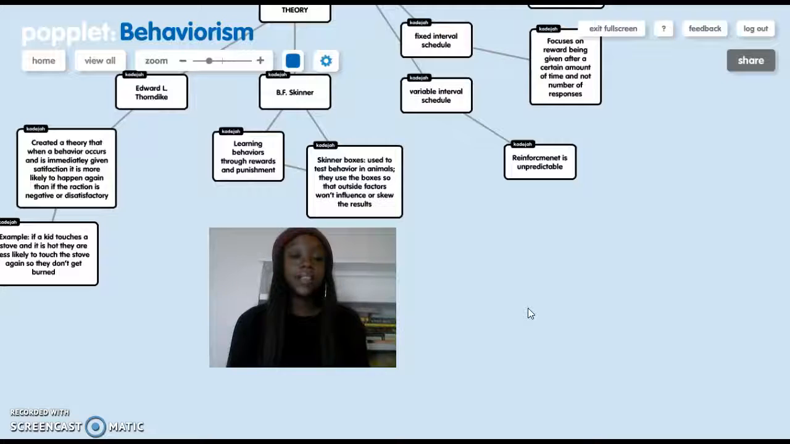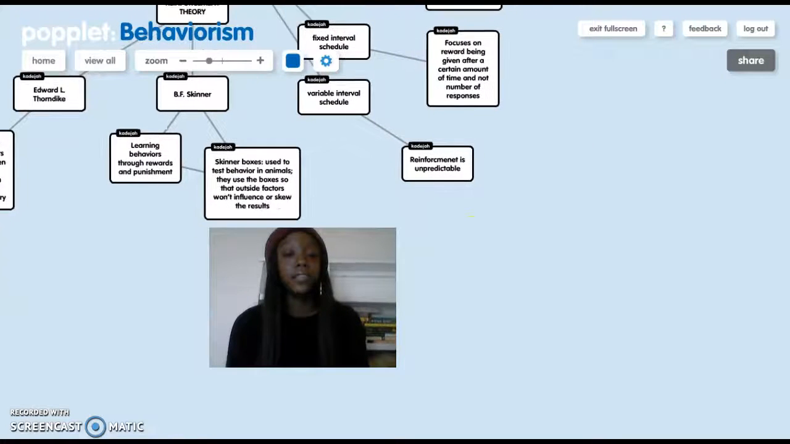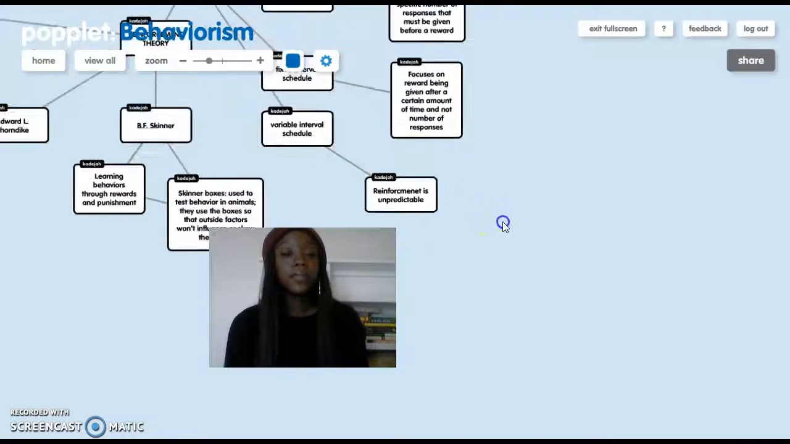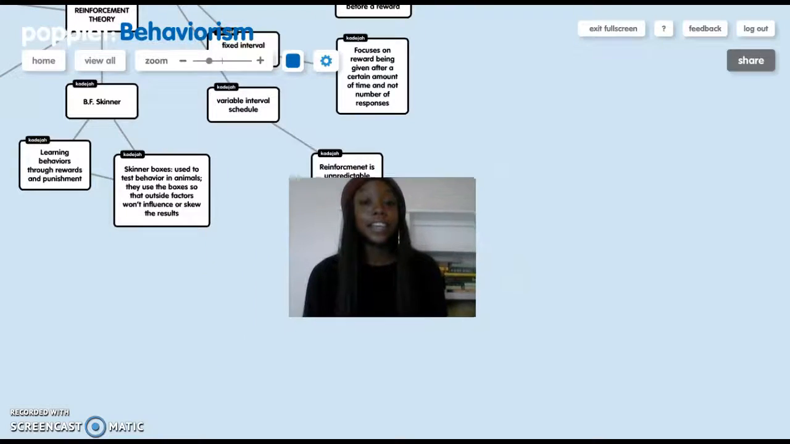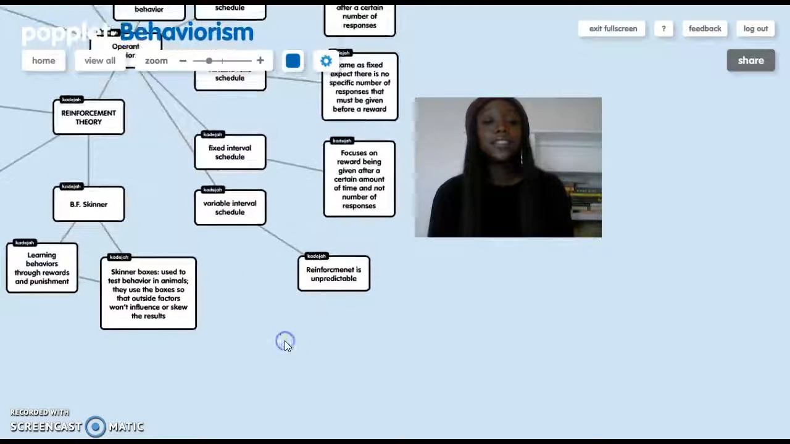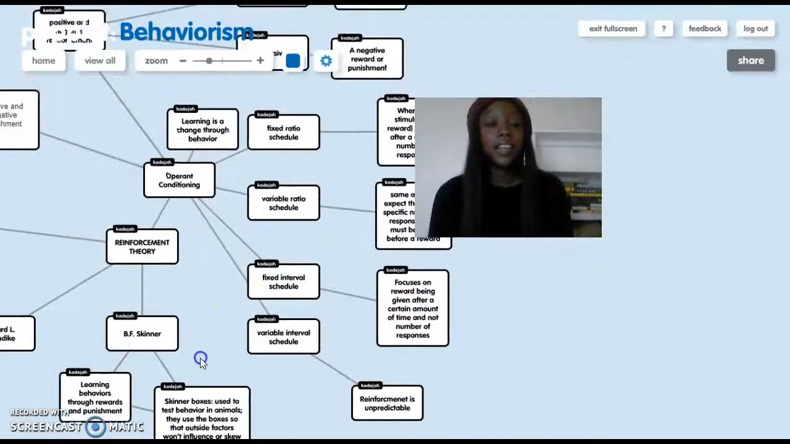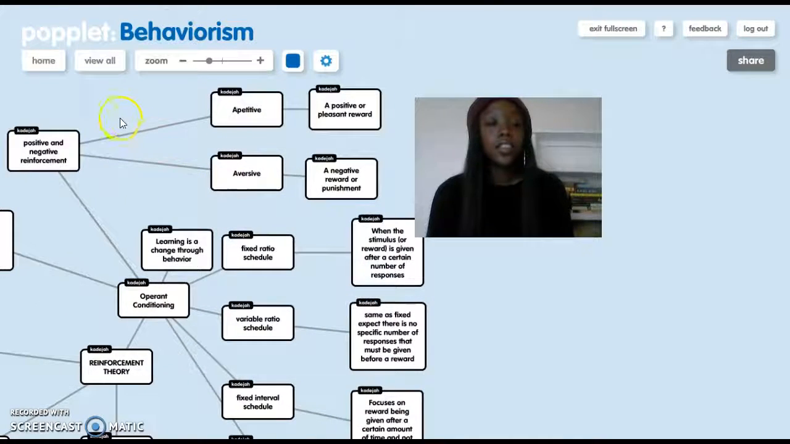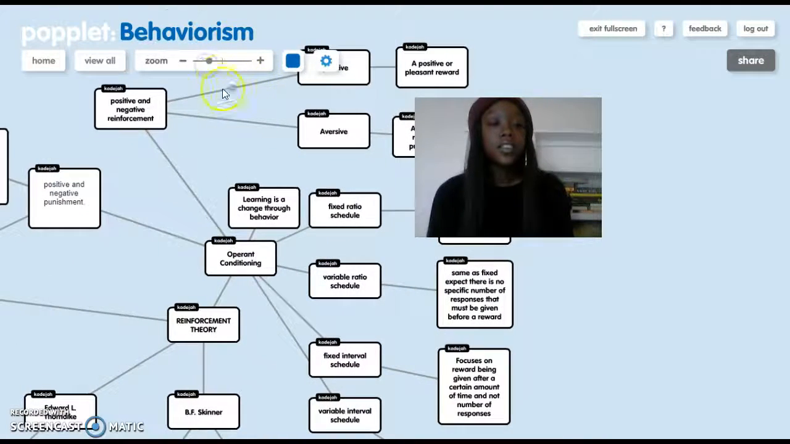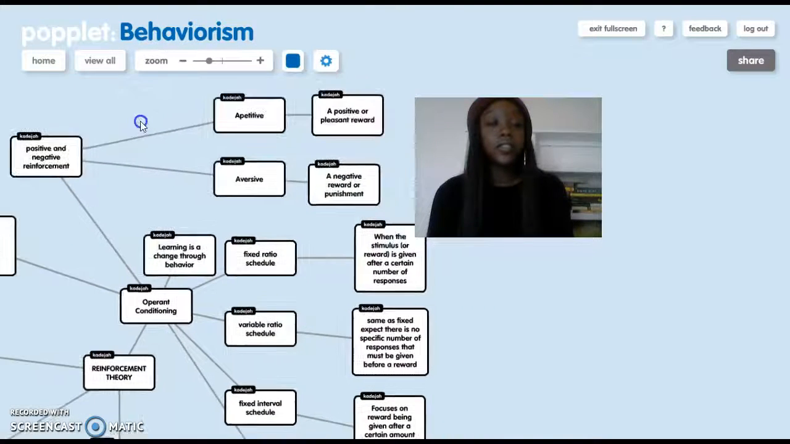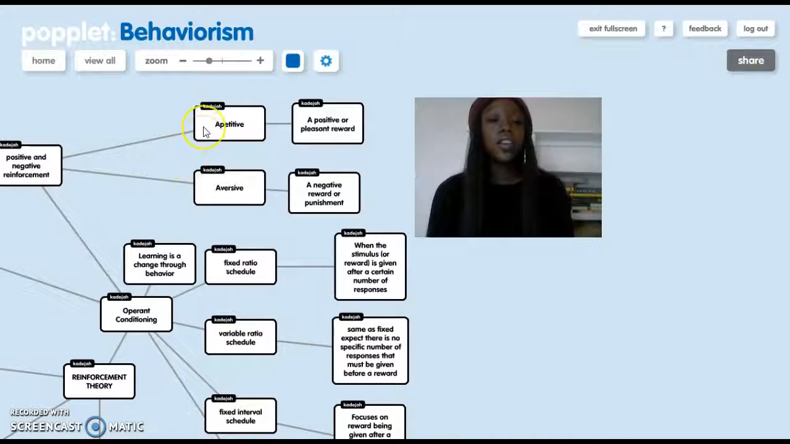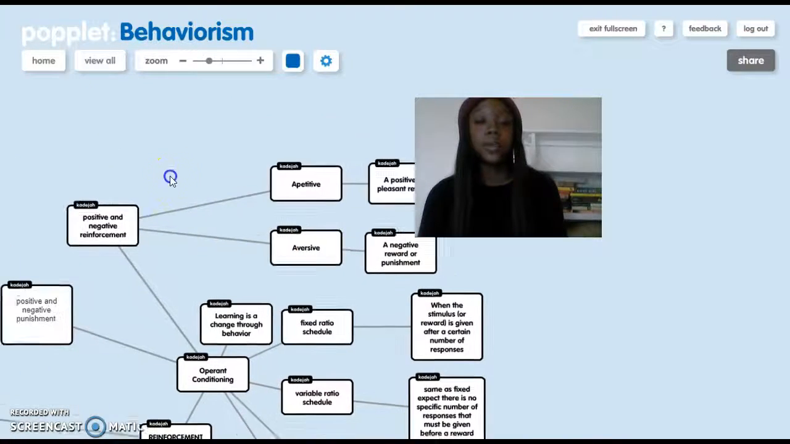So when they did this, every time they pushed the button they would get a reward, and this is how he explained how positive and negative behavior is put into play. So we have positive and negative reinforcement. There are the positive, which is appetitive, and it's the positive or pleasant reward, or it's the aversive and the negative punishment.